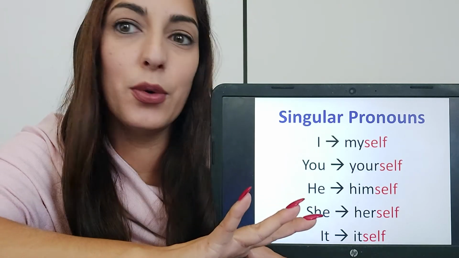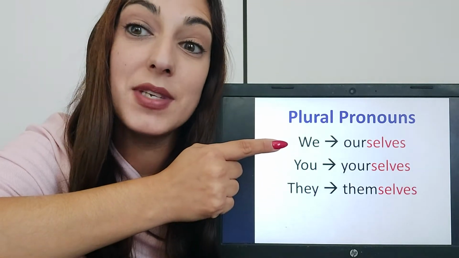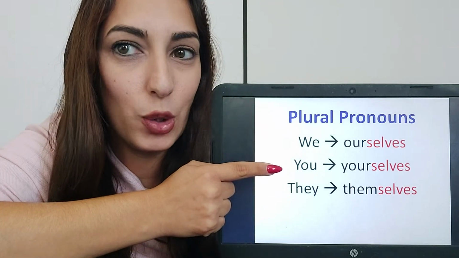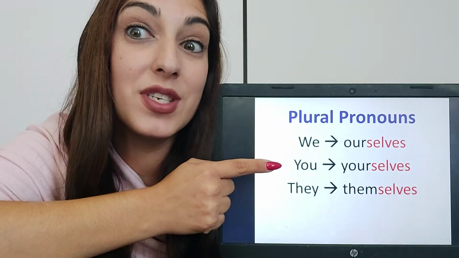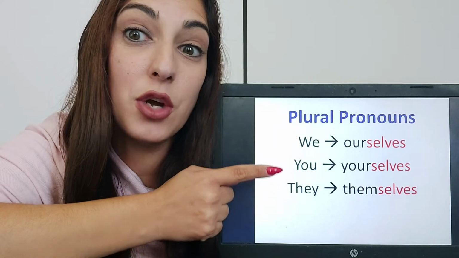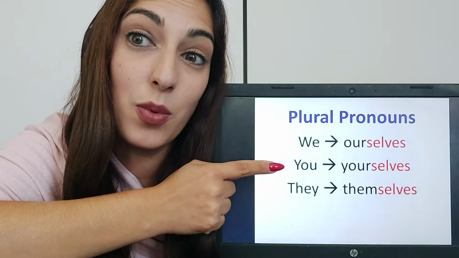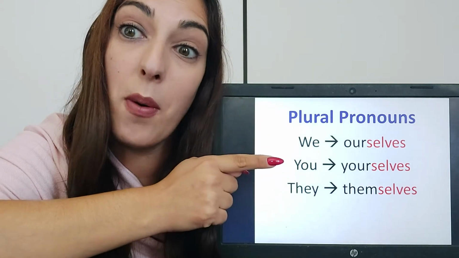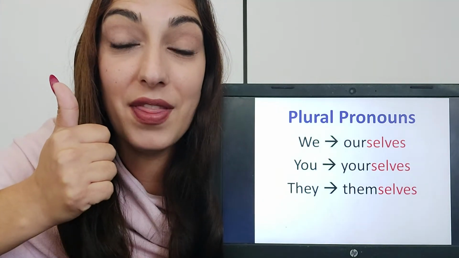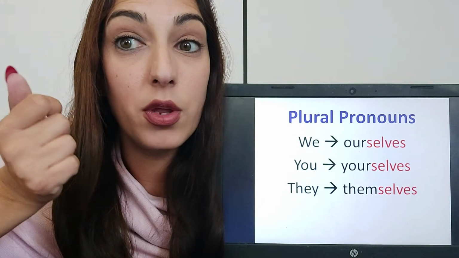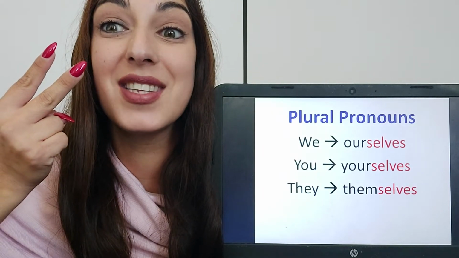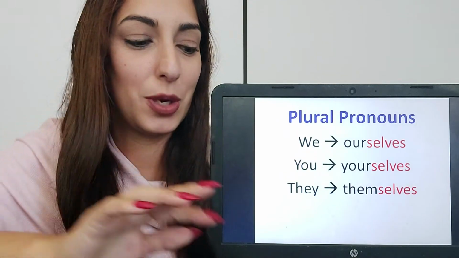Now let's look at the plural form. We becomes ourselves. You, as in more than one person that you're looking at, becomes yourselves. And they becomes themselves. So don't confuse this you with the previous one, which was singular. This is for more than one person. So you see when we're talking about one person, we say self at the end. And when we're talking about more than one person, like two or more, we say selves. Okay, so remember that pronunciation.